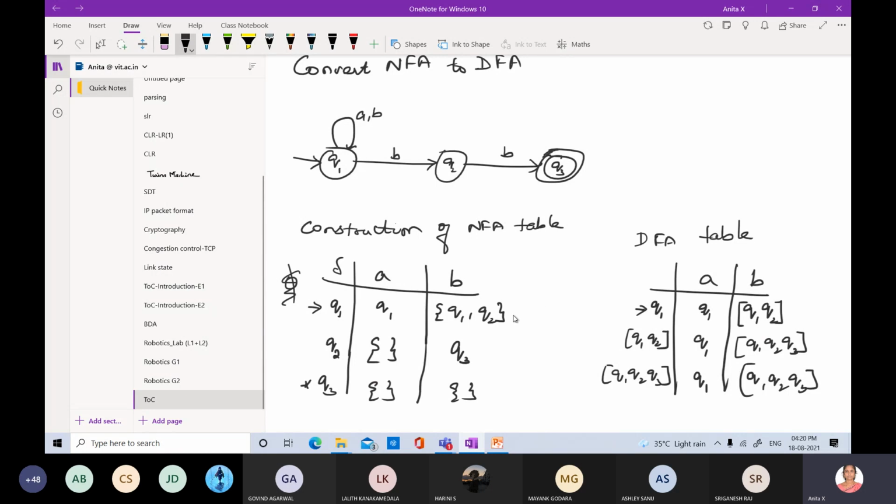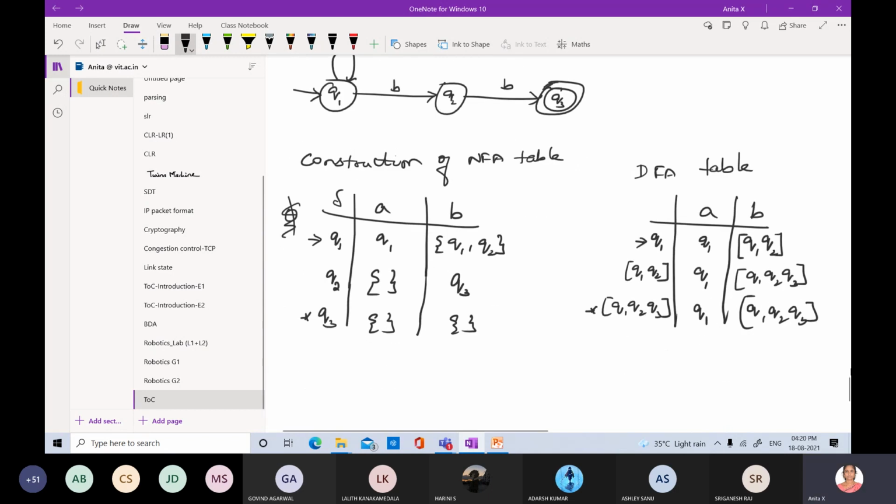No, right? So here in this DFA, Q3 is the final state. Among these, where I'm having Q3, this is going to act as the final state. Whichever states have Q3 are going to be considered final states. So let me repeat, there should be only one start state, but I can have a set of final states, right?